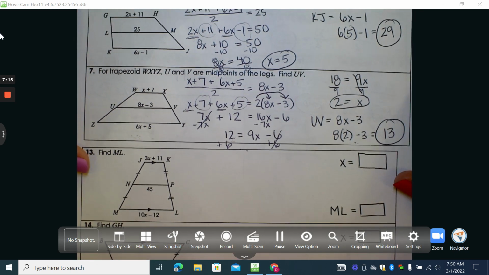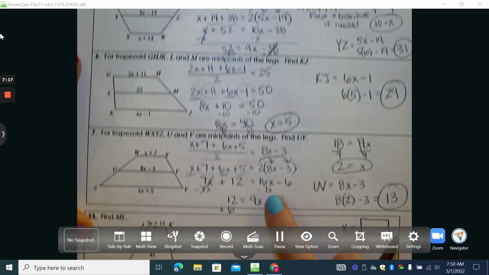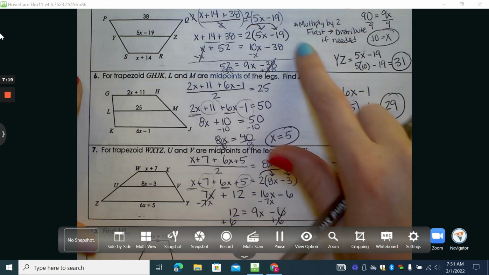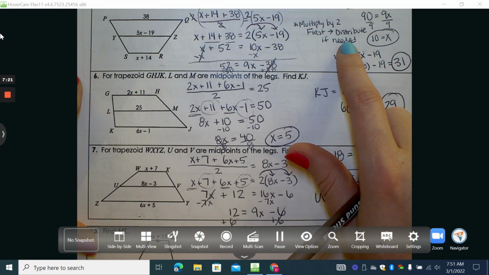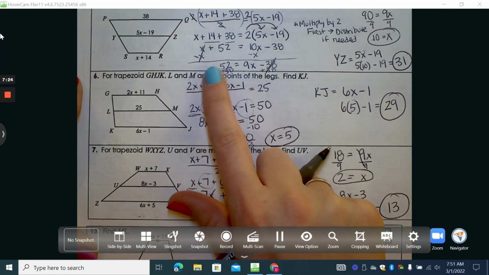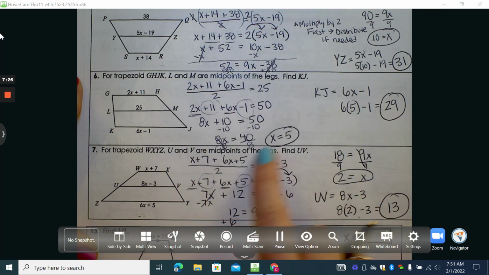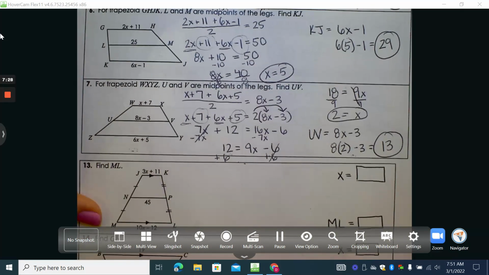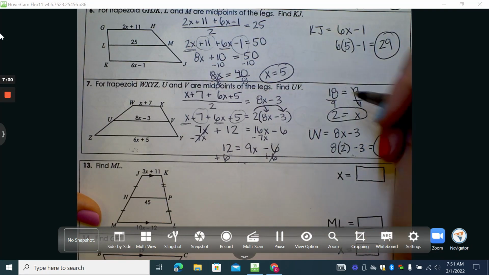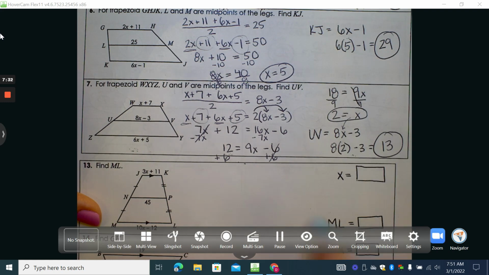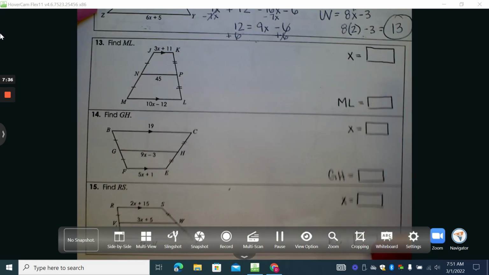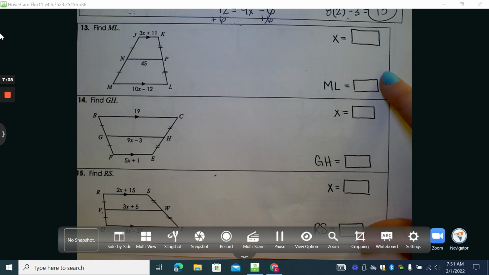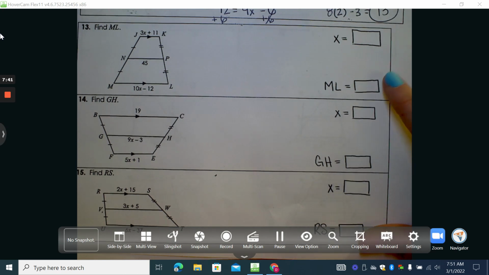So that is setting up an equation and solving. First rule is always to multiply by 2 first, distribute if needed. Then I've got to move all of my x's to the same side, all my numbers to the other side. When I finally solve for x, I've got to make sure I plug it back in to whatever they're asking me to solve for. So for 13, 14, 15, I'm going to ask you to solve for x, but then you need to plug it back in to solve for a given length.